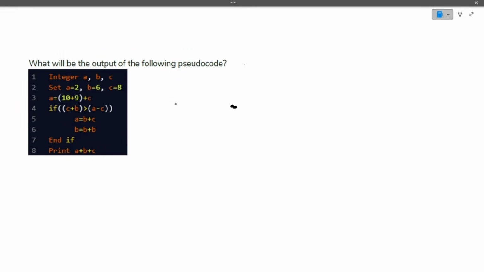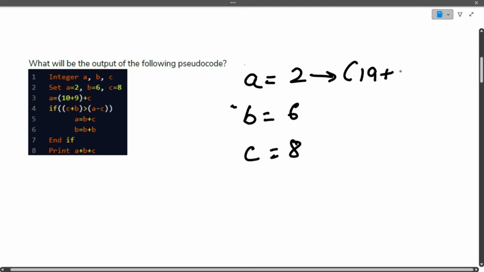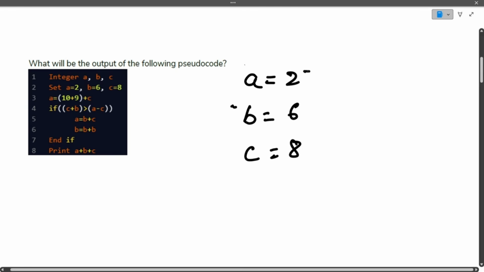Okay, so guys, let's start these pseudocodes. The first pseudocode here: we are given three integers, A, B, and C. What is the value of A initially? It is 2, B is 6 and C is 8. A becomes 10 plus 9 plus C. So now the updated value of A is 10 plus 9, that is 19. It is plus C, and the value of C is 8. So 19 plus 8 is 27. So now A has become 27.